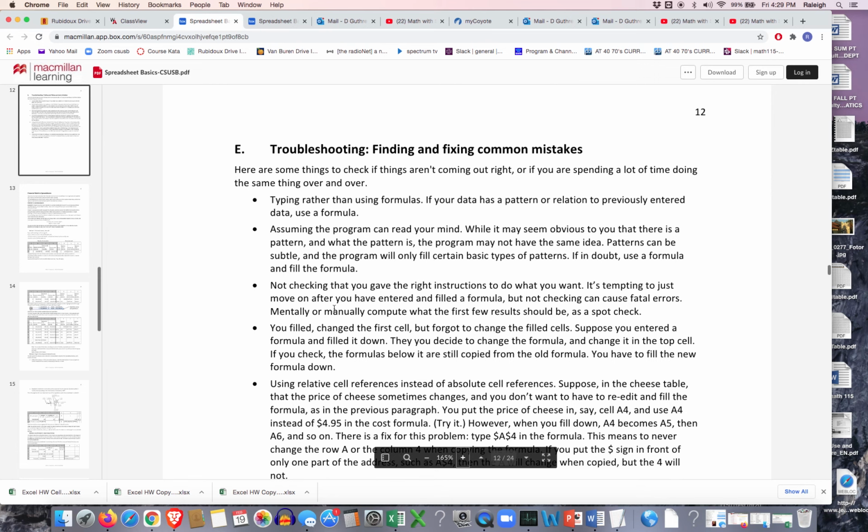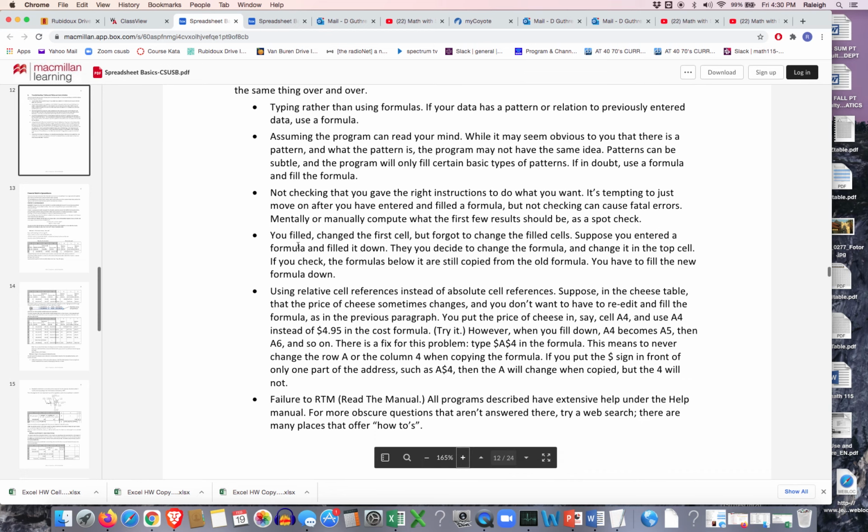It's tempting just to move on after you've entered and filled a formula. But if you haven't checked it, you can see all kinds of things spiraling out of control, from very subtle, small round-off error all the way to numbers in the trillions of dollars or negative numbers that don't belong. You changed the first cell, but forgot to change the filled cells.